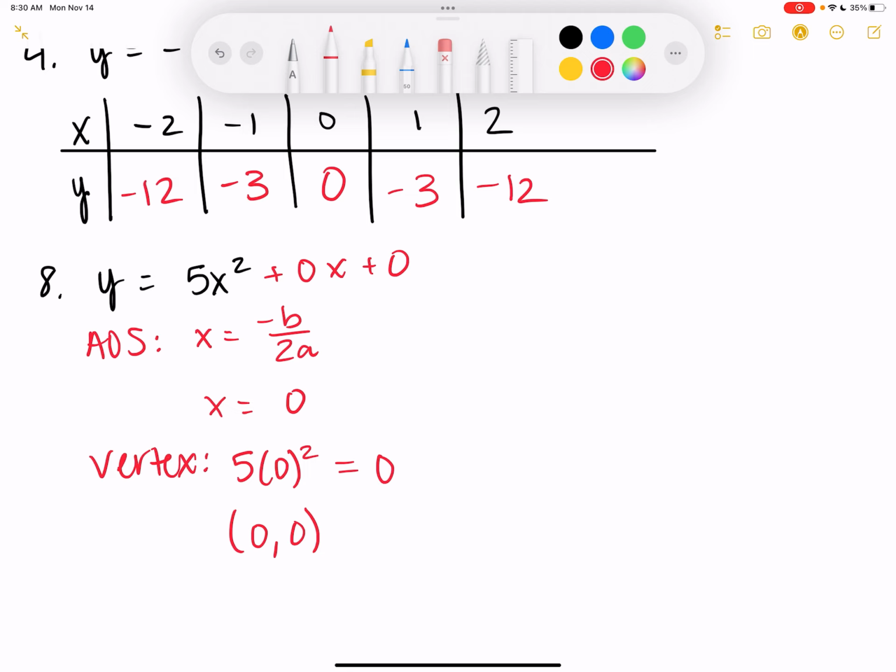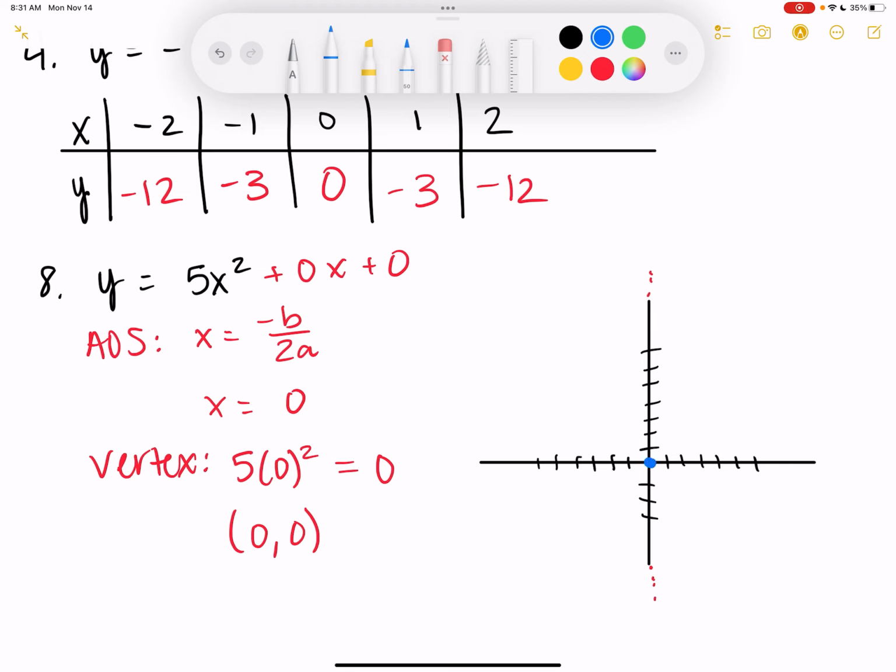So when we graph it, our axis of symmetry is always going to be drawn as a dotted line at whatever the x value is. So this one's at x equals 0. So I'm just going to extend with a dotted line my y-axis since it's at x equals 0. Your vertex is at 0, 0, so we draw a point.